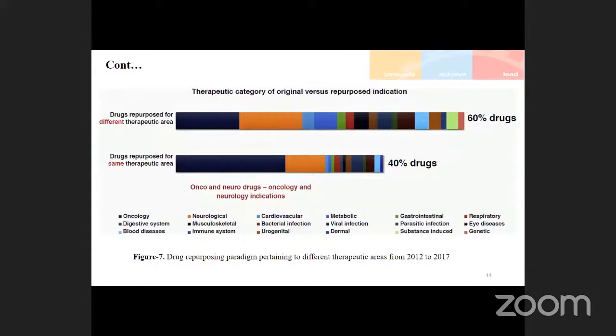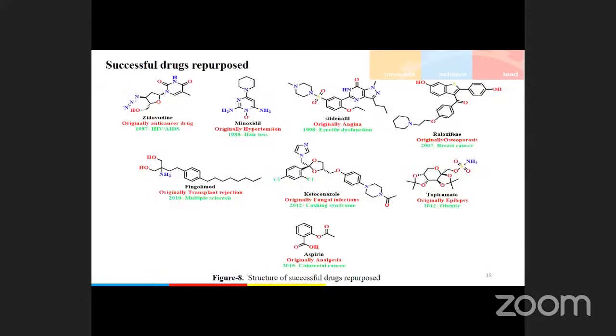So this is some statistical report regarding drugs repurposed for a different therapeutic area, which is almost 60%. Then drugs repurposed for the same therapeutic area is almost 40%. In this, the majority of drugs involved are oncology and neuro drugs. The color code indicates that. These two are major, that is oncology and neurological symptoms. These are major in both the different therapeutic area as well as the same therapeutic area. So oncology and neurological indications play a vital role.